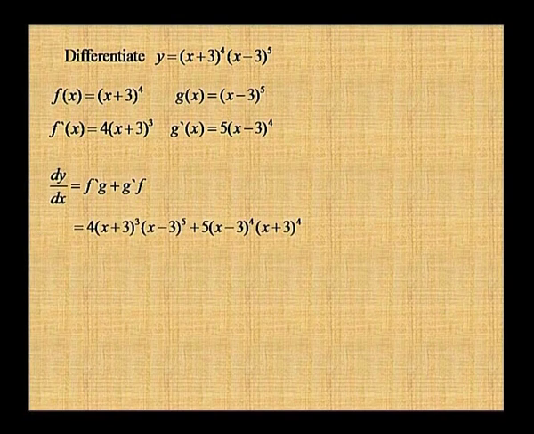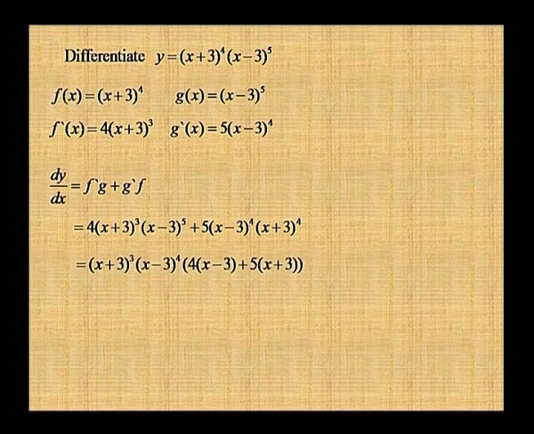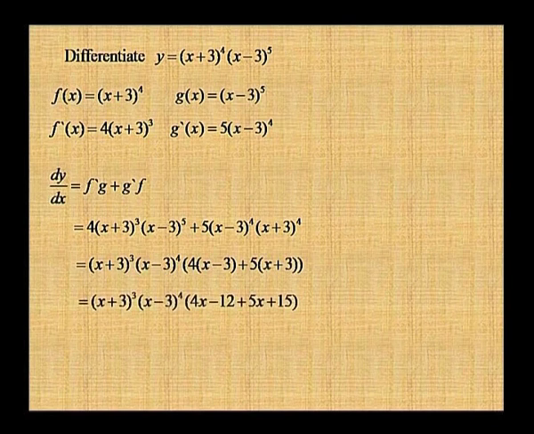dy by dx is equal to, put the value of f dash x, f x, g dash x, g x from the above notation, like 4x plus 3 to the power 3, x minus 3 to the power 5 plus 5 x minus 3 to the power 4, x plus 3 to the power 4. Take (x plus 3) to the power 3 and (x minus 3) to the power 4 as a common factor, and the remaining term is 4 times (x minus 3) plus 5 times (x plus 3).